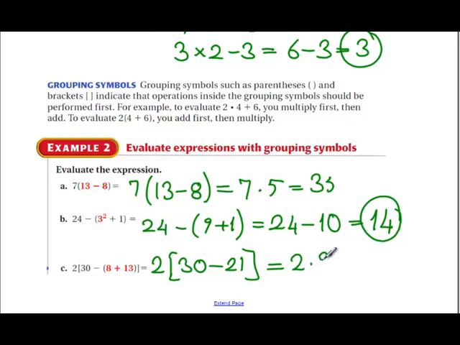So I have to multiply 2 by 9. Answer equals 18. So we're done with the second example. Let's move on to the second page.